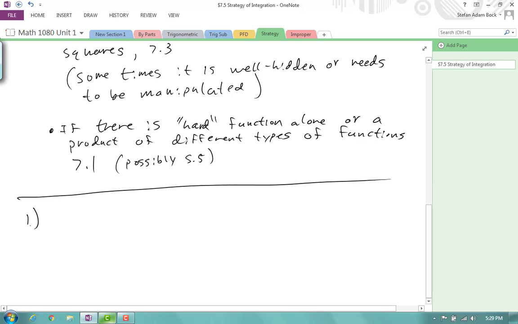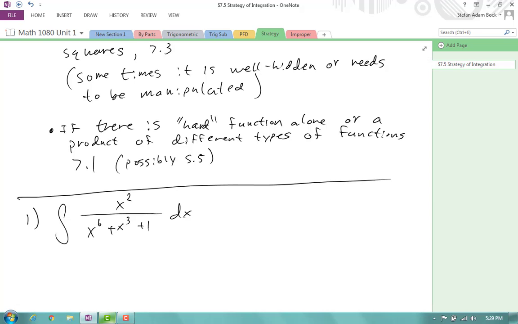1. Let's say I had the integral of x squared divided by x to the 6th plus x cubed plus 1 dx. This is a rational function of polynomials. So my first thought would be, hey, if I have a rational function of polynomials, that means I could do partial fraction decomposition.